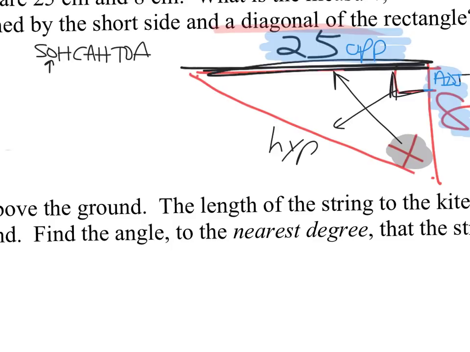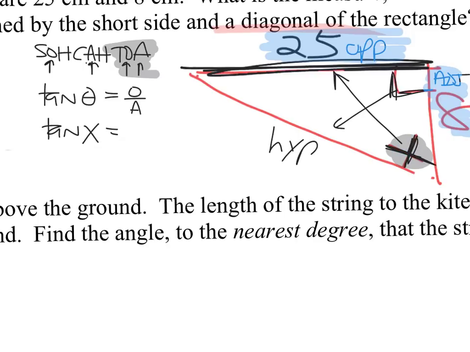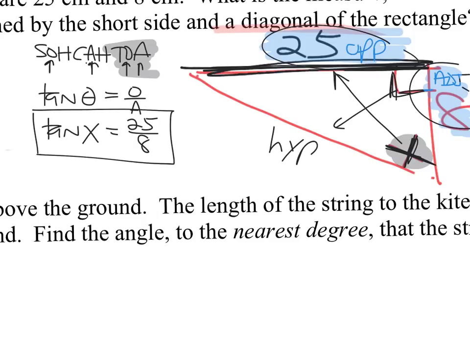The active sides are the opposite and the adjacent, so the only trig function that I have both parts for is tangent. So tangent of theta, tangent of the angle, equals opposite over adjacent. Here the angle is x, so I have the tangent of x equals the opposite, which is 25, over the adjacent, which is 8. So this is the equation that I'm going to use to solve. Here I'm finding an angle.